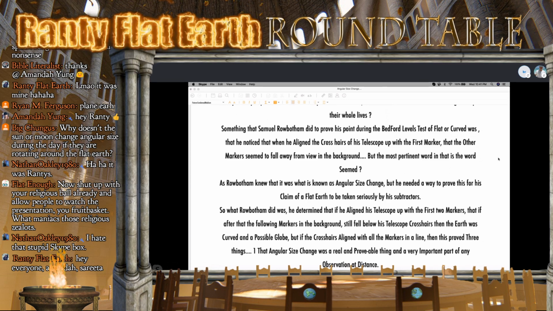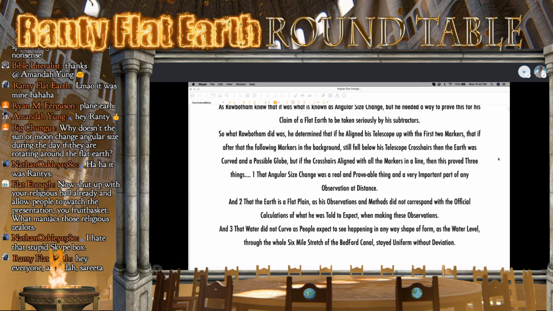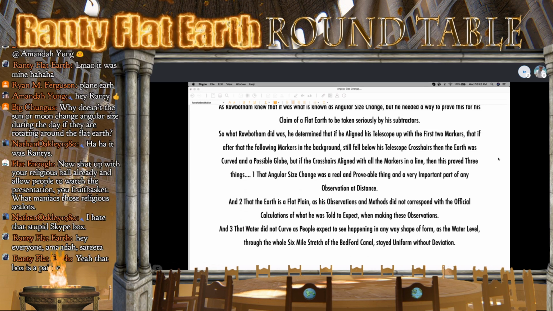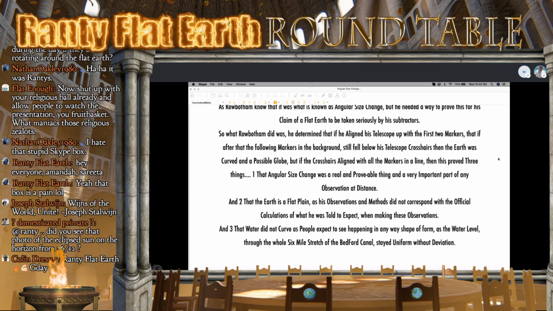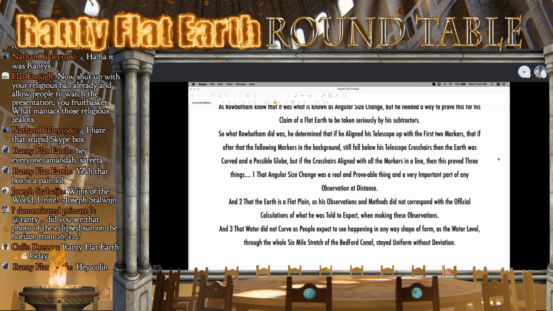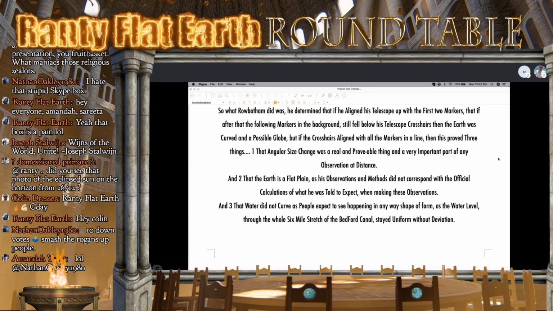But the most pertinent word in that is the word seemed, as Rowbotham knew that it was what is known as angular size change, but he needed a way to prove this for his claim of a flat earth to be taken seriously by his detractors. So what Rowbotham did was he determined that if he aligned his telescope with the first two markers, and after that the following markers in the background still fell below his telescope crosshairs, then the earth was curved and possibly a globe. But if the crosshairs aligned with all the markers in a line, then this proved three things. One, the angular size change was a real and provable thing and a very important part of any observation at distance. And two, that the Earth is a flat plane, as his observations and methods did not correspond with the official calculations of what he was told to expect when making these observations.